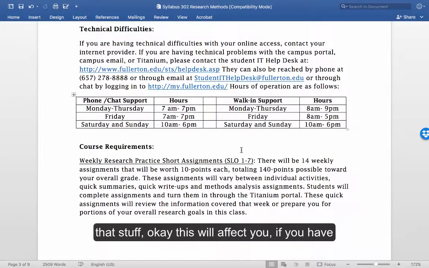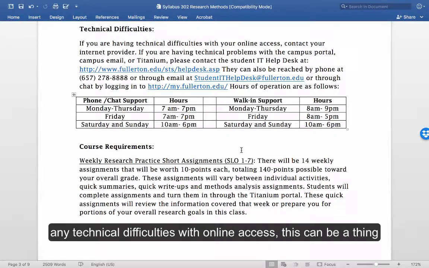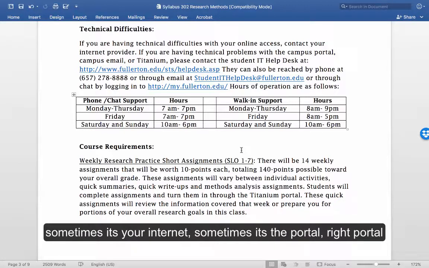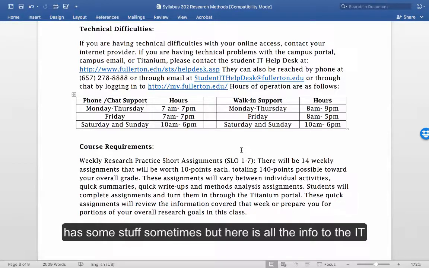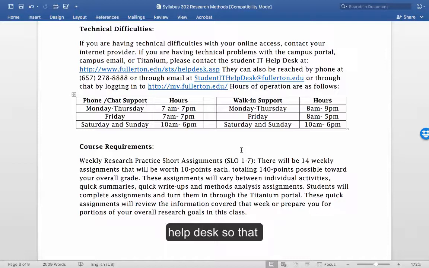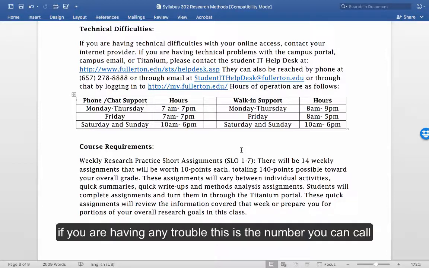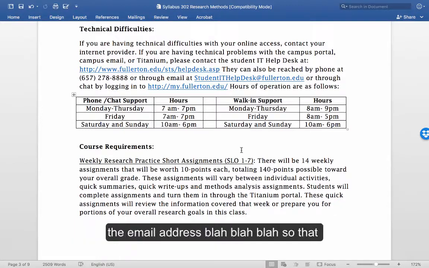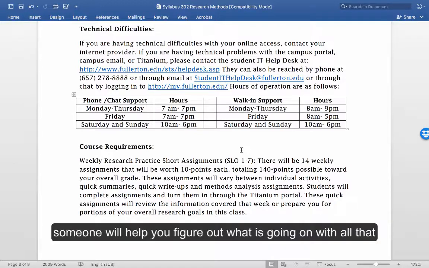Okay, this will affect you. If you have any technical difficulties with online access, this can be a thing, right? Sometimes it's your internet, sometimes it's the portal. Portal has some stuff sometimes. But here's all the info to the IT help desk, so that if you're having any trouble, this is the number you can call, the email address, and so on, so that someone will help you figure out what is going on with all that.